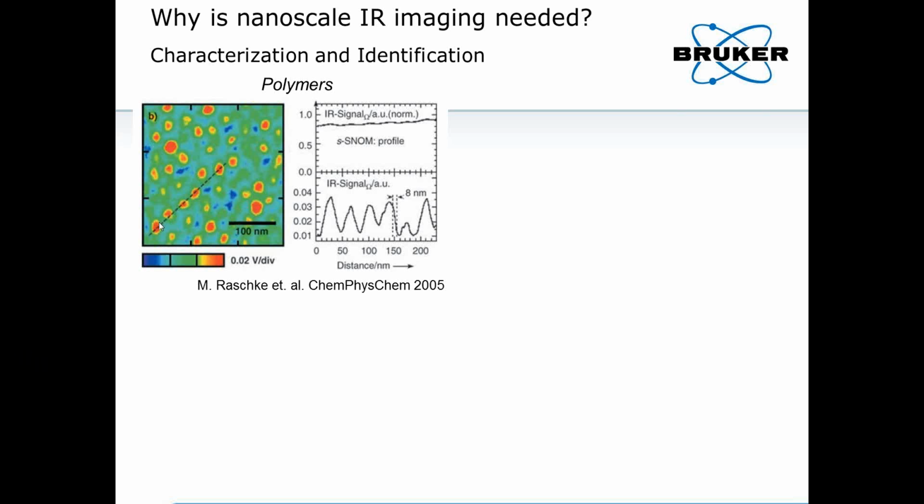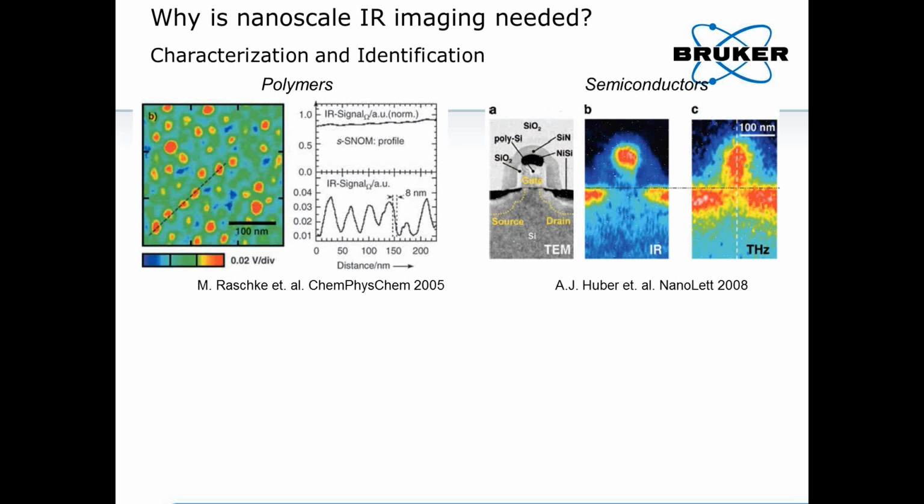These individual red regions, these circular regions, are actually the block copolymer regions corresponding to PMMA. These images were obtained on the frequency of the carbonyl resonance, around 1730 wave numbers. But polymers are not the only thing one can study at the nanoscale. It's also interesting to look at semiconductors. Here's a work by Andreas Huber in 2008.